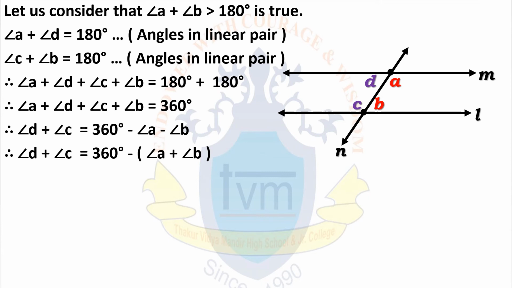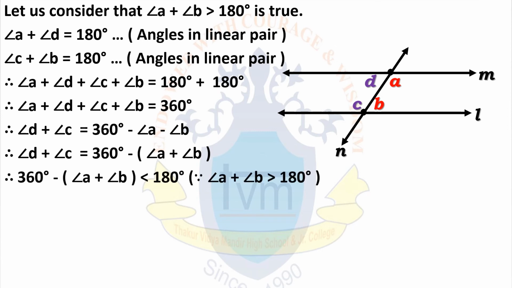Okay, what I have done over here, I have taken the minus sign as common, and you can look over here. What is the sum of angle A and angle B? It's greater than 180 degrees. Okay, if angle A plus angle B is greater than 180 degrees, then what would be the value of 360 minus angle A plus angle B? That would be less than 180 degrees.